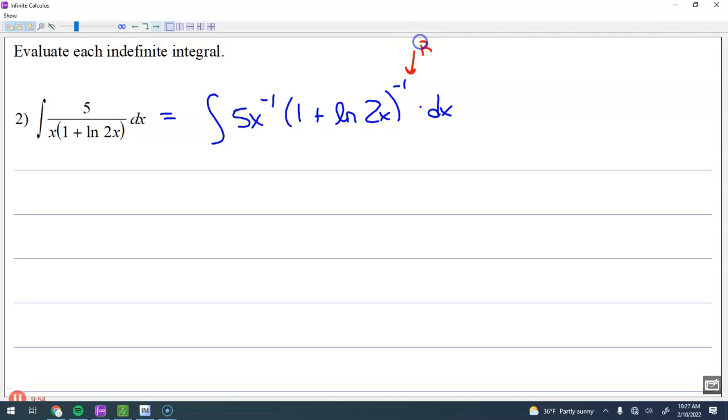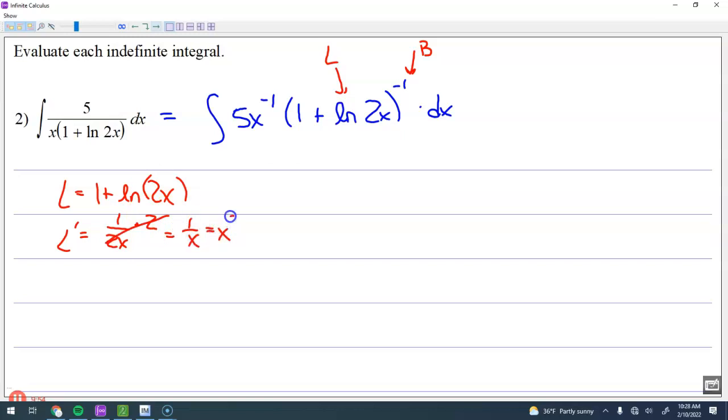This is my big guy. This is my little guy. So my little guy is 1 plus ln of 2x. So my little guy prime, what's the derivative of 1? I think I know where a lot of people probably messed up. Was the last one just ln of x? Yeah, okay. So ln of 2x is chain rule. What's the derivative of ln of something? 1 over the something. And then you multiply by the derivative of 2x. What's the derivative of 2x? 2. But those cancel. So it ends up being x to the negative first.